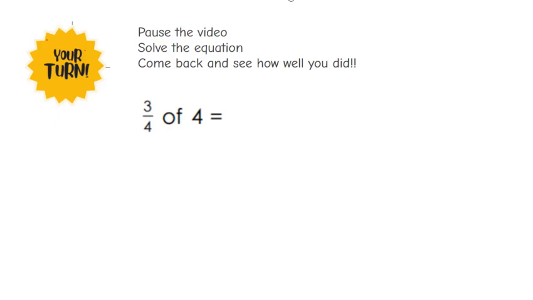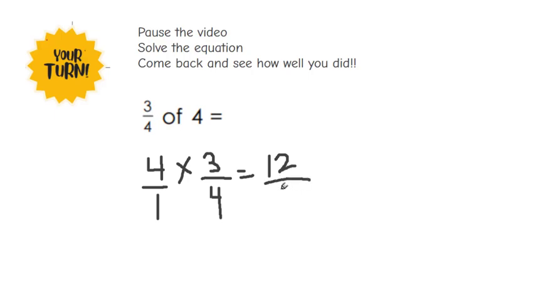Now I want to see if you remember what I just showed you when you have 3/4 of 4. What are we really trying to say? I can rewrite this as 4 times 3/4. It means the same thing. I turn my whole number into a fraction, multiply across, 4 times 3 is 12, and 1 times 4 is 4. So my answer is 12 over 4.